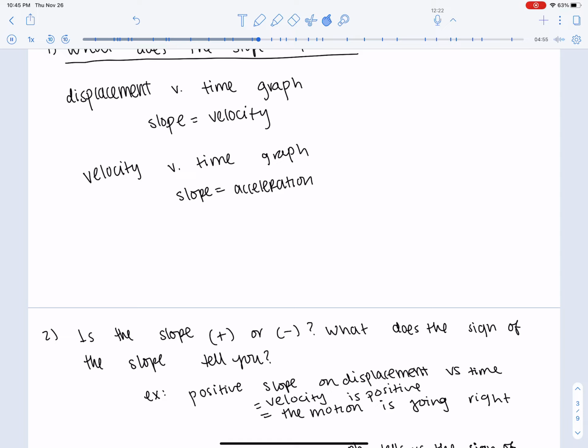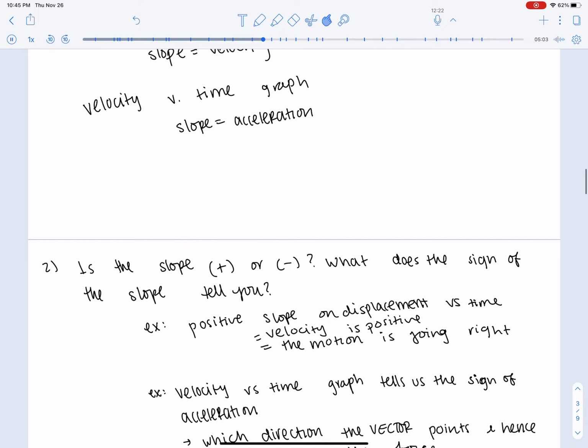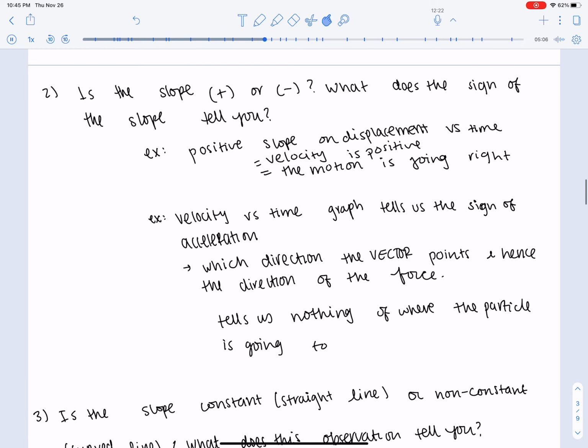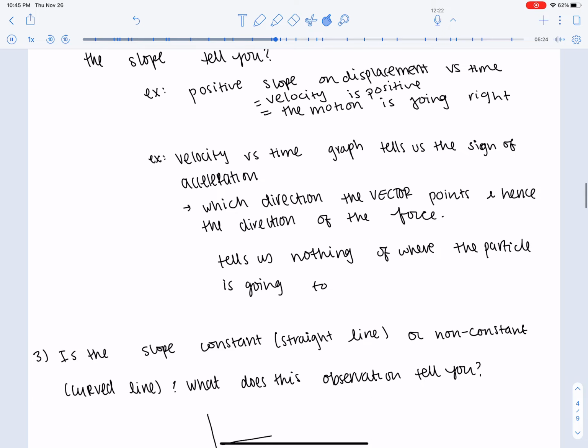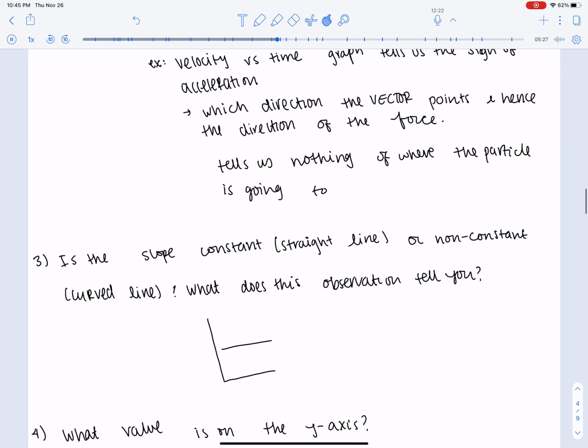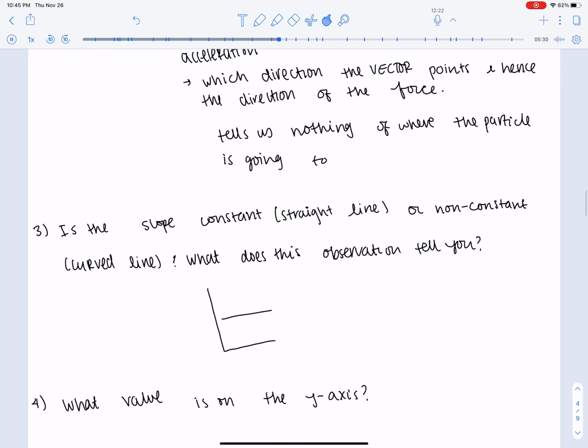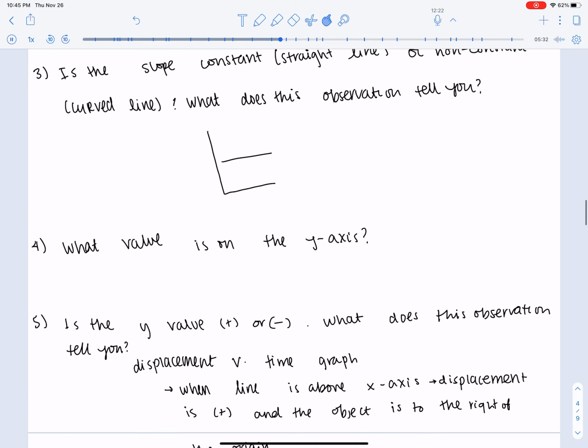For example, in a positive slope on a displacement versus time graph, velocity is positive, meaning that the motion is going to the right. In a velocity versus time graph, the sign tells us about acceleration, the direction of the vector, where the vector points is the direction of the force. It doesn't tell us about where it is going, if it's going right or left.